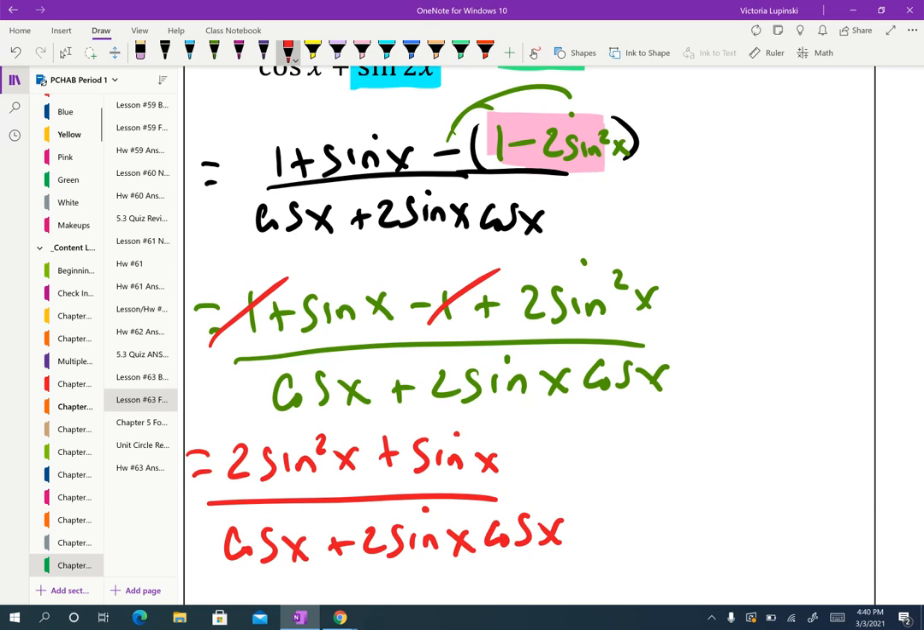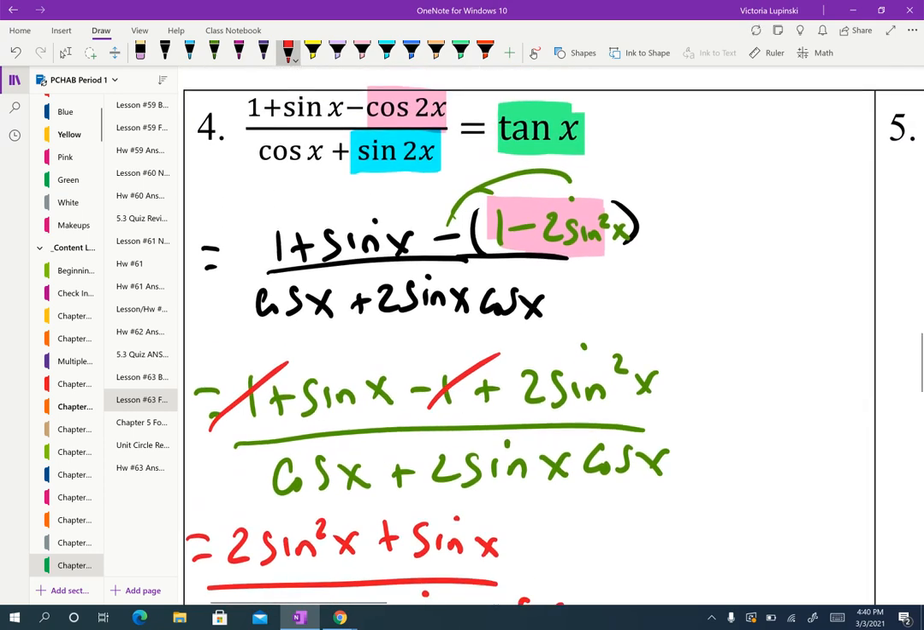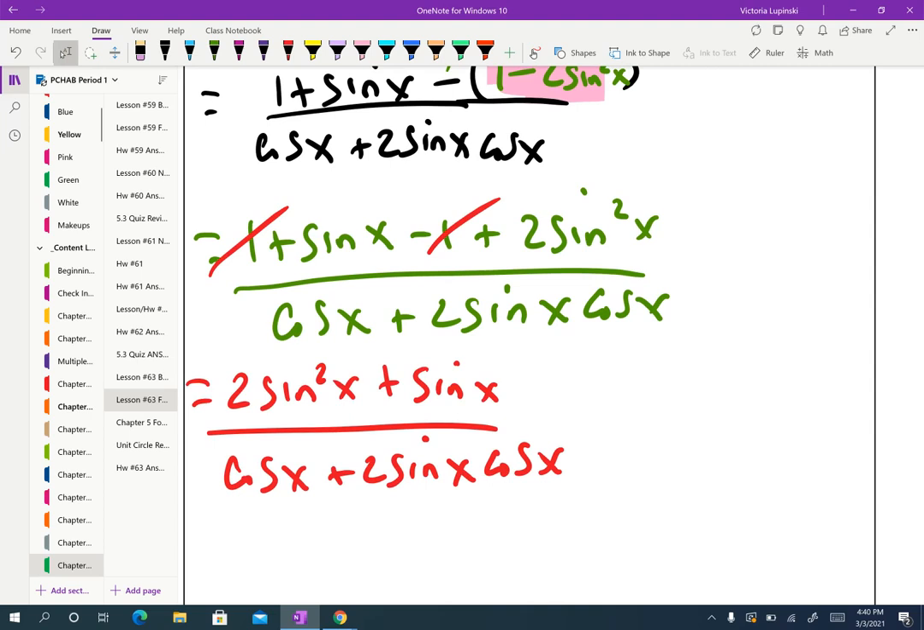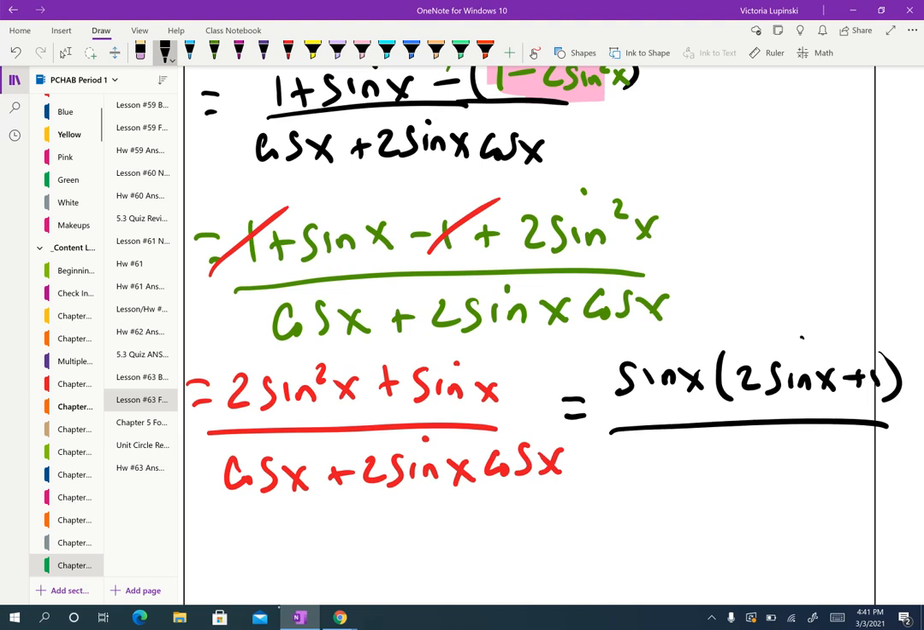And again, keep your eye on the prize. Your prize is a nice, simple tangent. The only way you're going to be able to take this big old mess and turn it into a nice, simple thing is if things cancel. Well, nothing can cancel right now because of all the pluses and the minuses. The only way to get things to cancel, you guessed it, is to factor. So on the top, I'm going to factor out a sine of x. That is going to leave me with a 2 sine of x plus 1. On the bottom, I'm going to factor out a cosine of x, which is going to leave me with 1 plus 2 sine x.